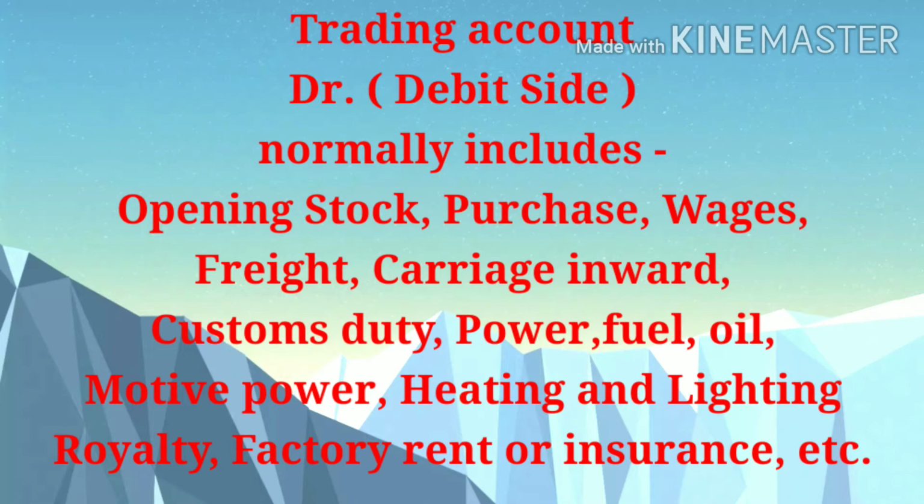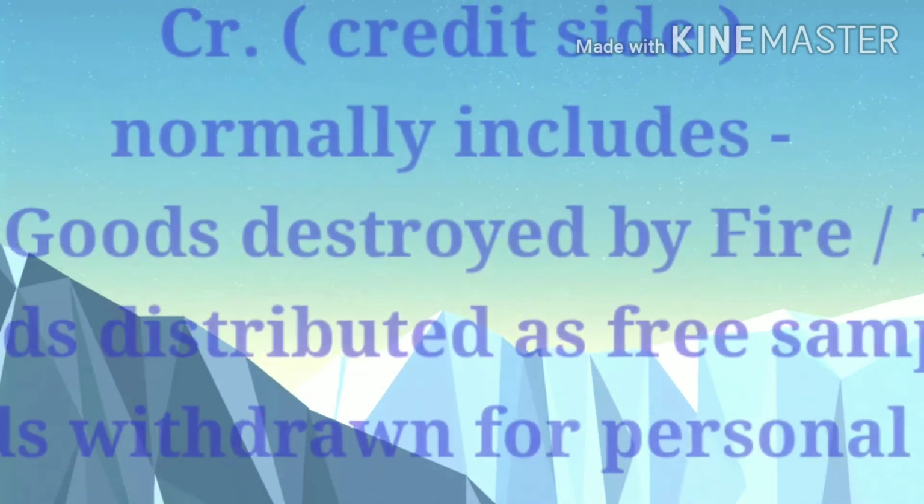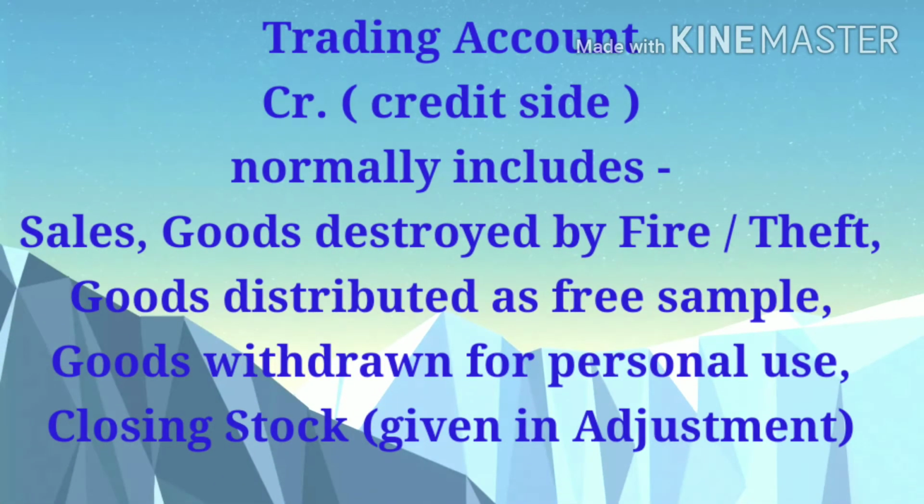And on the credit side of the trading account, transfer those balances from the trial balance which give revenue to the company by way of sales of goods directly or indirectly. For example, this includes sales, closing stock, goods taken by partner, goods destroyed by fire or theft, or goods distributed as free samples.